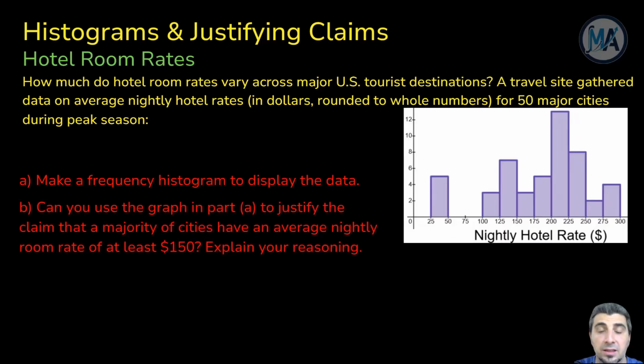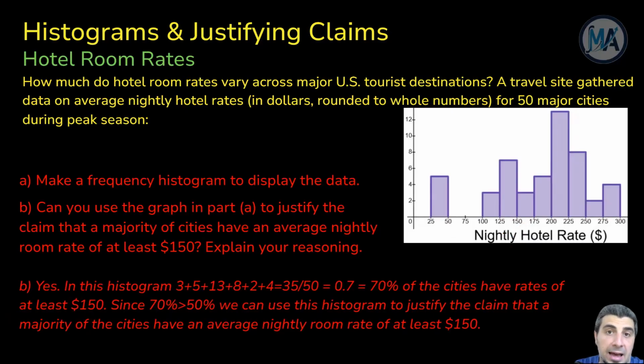Now, in part B, can this histogram justify that a majority of cities cost at least $150 per night? Look at the bins starting at 150 and sum up the amounts in each bin. So if you add those up, they add up to 35. 35 out of 50 is 0.7 or 70%. Since 70% is strictly greater than 50%, we can say yes, a clear majority costs at least $150.